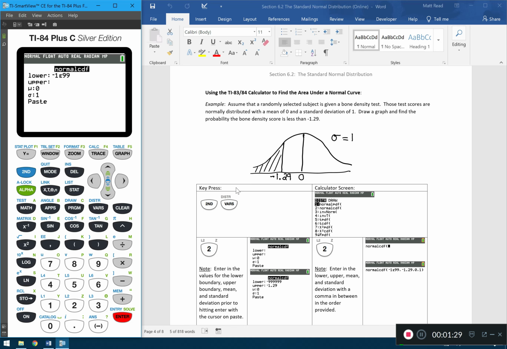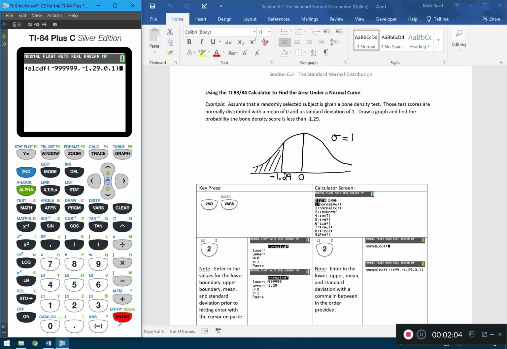What we're first going to do is enter in the lower boundary. Remember, when your shaded region begins on the left-hand side at -infinity, we're going to use the negative symbol and 6 nines. 3, 4, 5, 6. As you press your down arrow key, you notice your calculator might convert it into scientific notation, but it's okay. Our upper boundary for where the shaded region stops is -1.29. We then go to our mean, which is already here on my calculator screen, but I'll press 0, the standard deviation of 1, and then we'll go to paste.